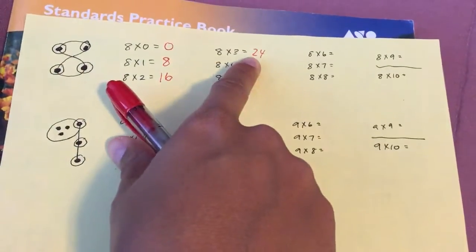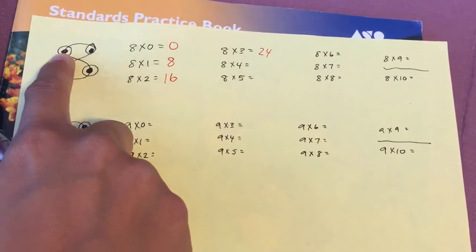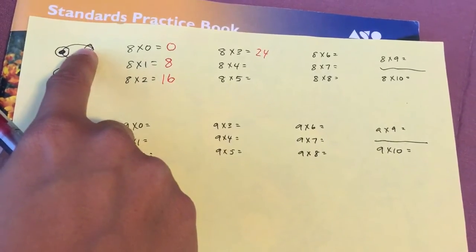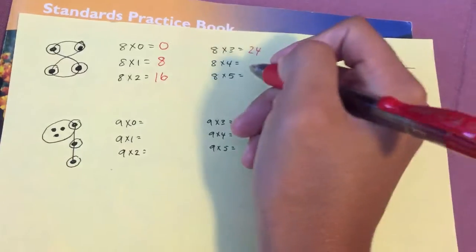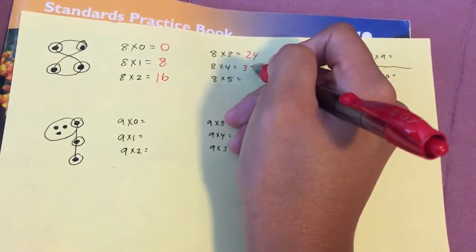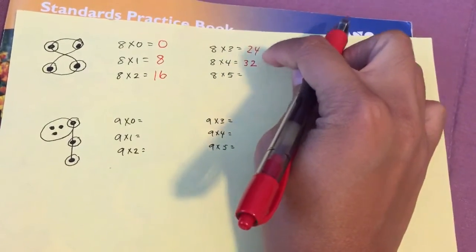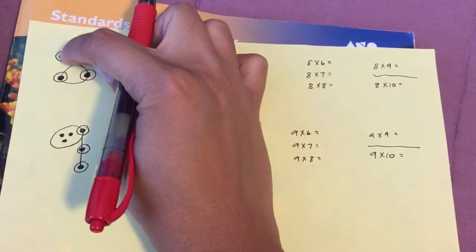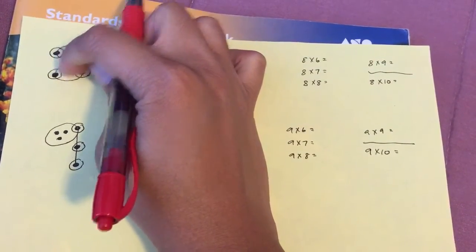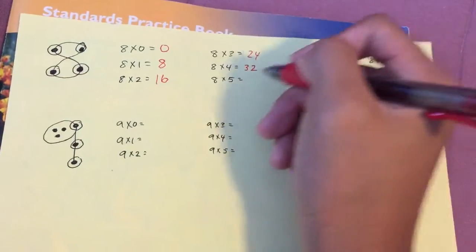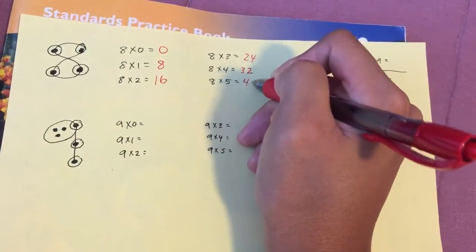The number after 24 is 25. 25, 26, 27, 28, 29, 30, 31, 32. The number after 32 is 33. 33, 34, 35, 36, 37, 38, 39, 40. 8 times 5 is 40.